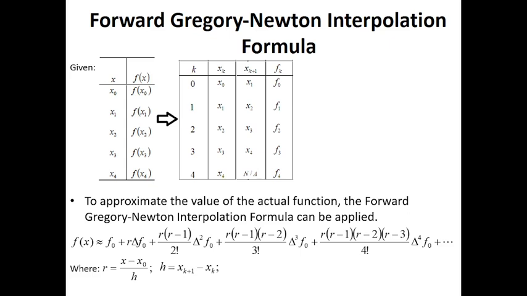So in here, from k equals 0, we have f sub 0, followed by f sub 1, f sub 2, and so forth. So f of x now becomes f of x sub k, which is equal to f sub k, provided that the tabular interval is constant. So that's it, we can proceed. So f of x sub k is equal to f sub k.